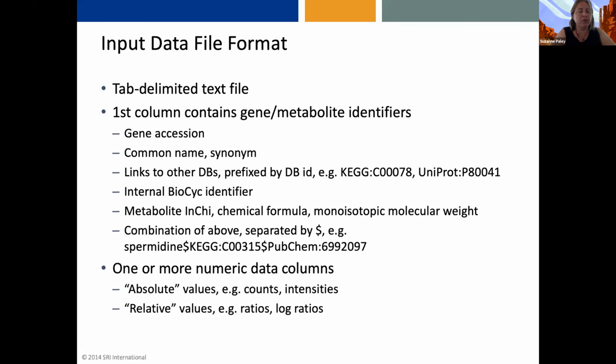So the first thing people need to know is how you input your data. What does the data file format need to be? We take tab delimited text files. So if you have an Excel spreadsheet, you would need to save it out as tab delimited text. The first column of the data file is what contains the identifiers, the genes or the proteins or the metabolites.